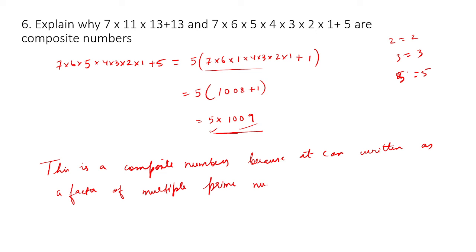In the previous one we got 2 into 3 into 13 square. So this is a product of multiple prime numbers. 2, 3, 13 are all prime numbers. In the case of this, even 5 and 1009, not sure if 1009 is prime or not, but anyways we get 2 factors.